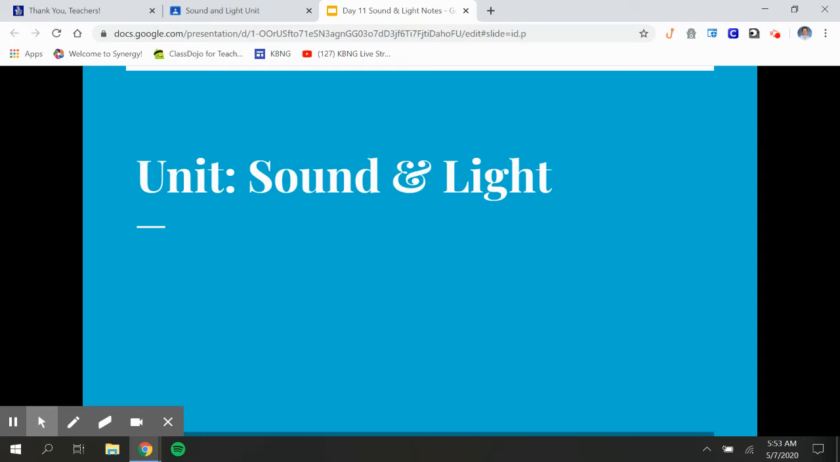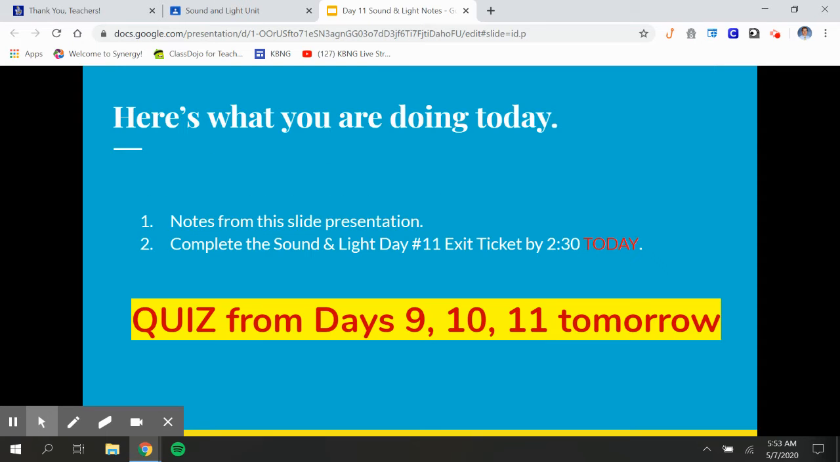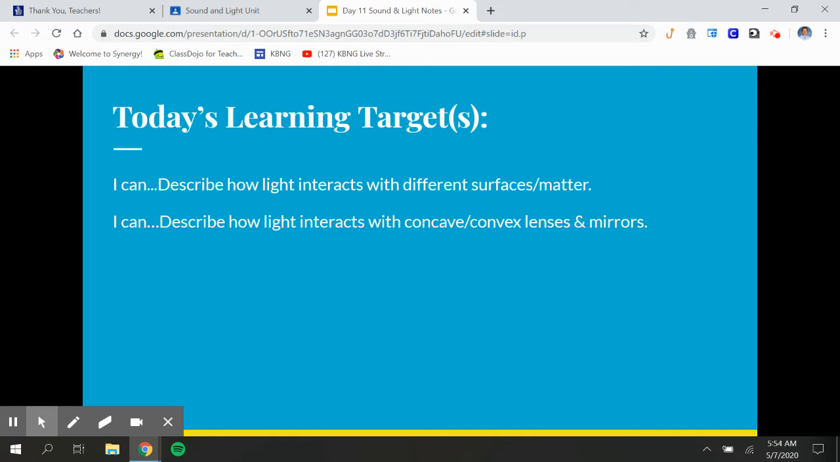Today, we're going to focus mostly on colors. Quiz tomorrow on days 9, 10, and 11 on the electromagnetic spectrum, and then the stuff that we're going to be doing today. And we have our exit ticket today due at 2:30. So today we're going to be talking about how light interacts with different surfaces and matter, and how light interacts with lenses, and specifically concave and convex lenses and mirrors.